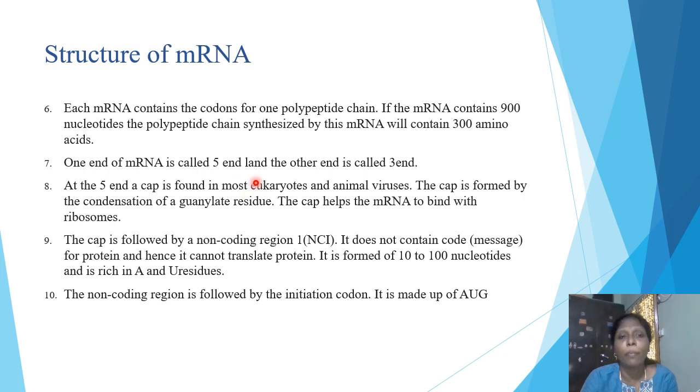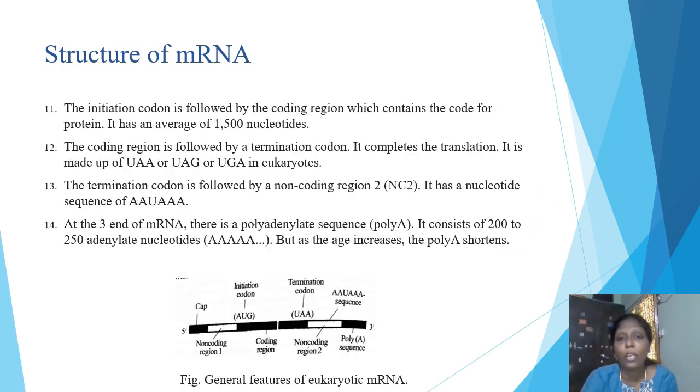One end of mRNA is called 5' prime, and the other one is called 3' prime. At the 5' prime, there is a segment. At the 5' end, a cap is found in most eukaryotes and animal viruses. The cap is formed by the condensation of glycolate residue. If you see the picture, you can easily observe the 5' and 3' end.